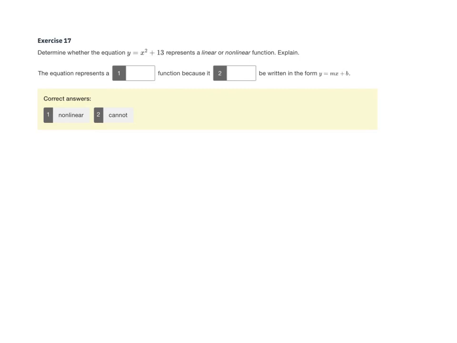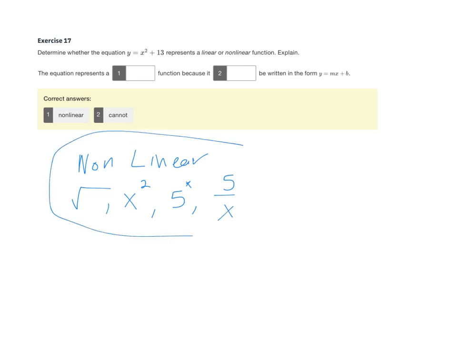17. Determine if the equation y equals x squared plus 13 represents linear or nonlinear. So I'll just give you guys the examples again of nonlinear. Anything with a square root, anything with an exponent, anything with an exponent with a variable, and anything with x in the denominator. These are all telltale signs that it's going to be nonlinear. The equation represents a nonlinear function because it cannot be written in slope-intercept form. And this one is because of that.